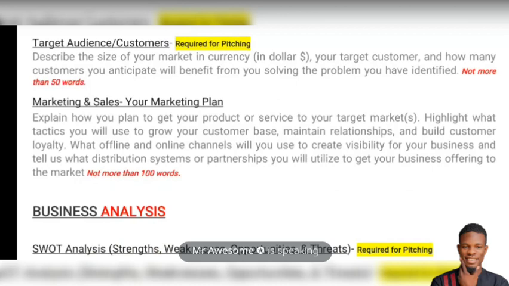So you're going to devise means that you would use to grow your customer base. It could be by doing community services. Maybe you run a restaurant. One of the ways you could grow your customer base and maintain relationships or build customer loyalty could be to have free meal days. I'm just giving an instance.